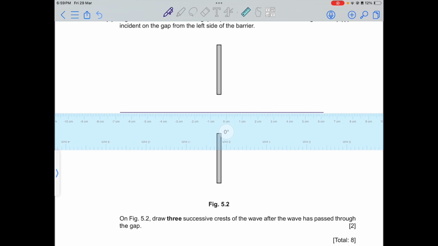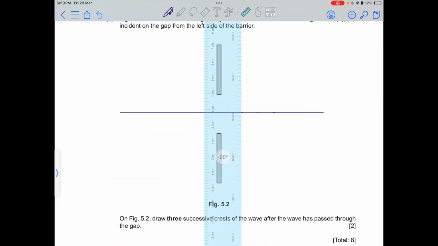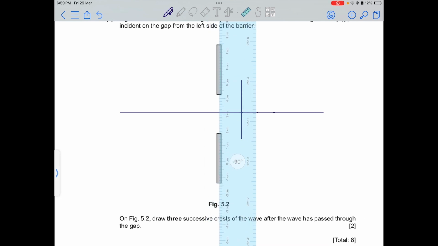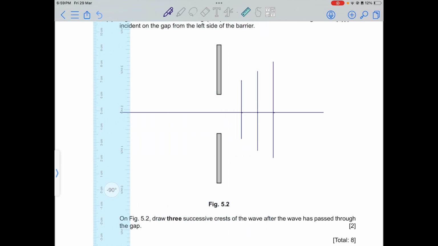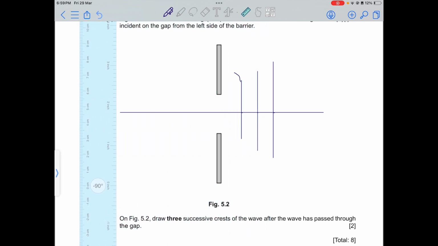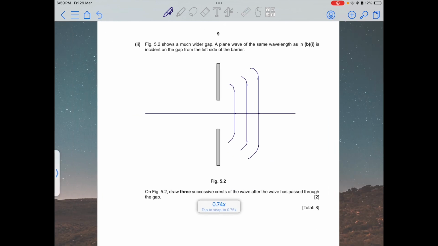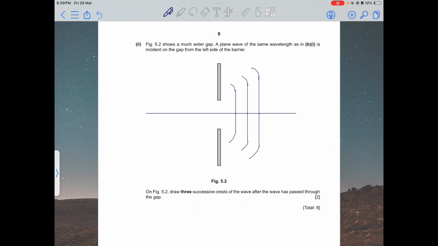Why is this not marking here? 1, 2, and 3. So when I use this, I'm going to have these straight lines with the next one being bigger, yeah, and then this one. Now you can think of them as like this, or you can just mark slightly curved edges, something like this, just to show the effect of diffraction. Alright, moving on to the next question now.